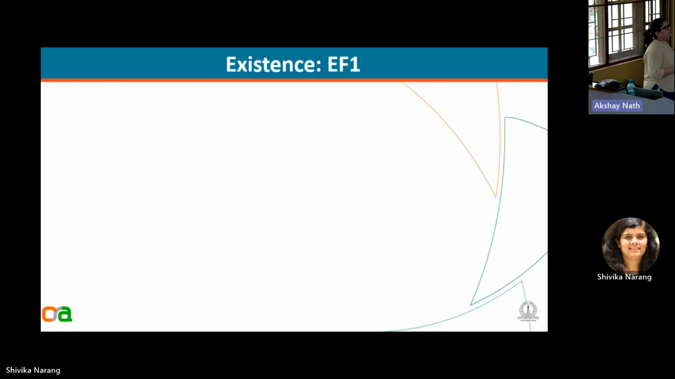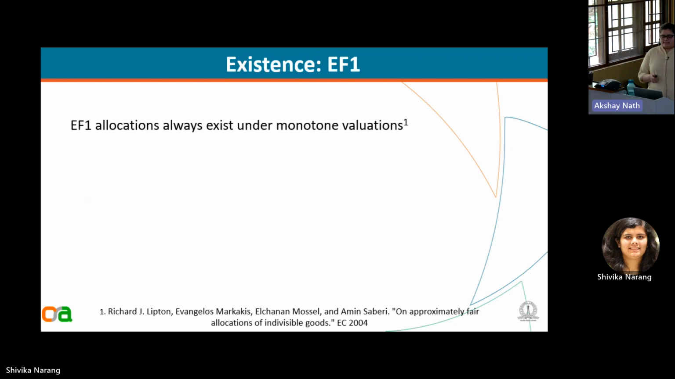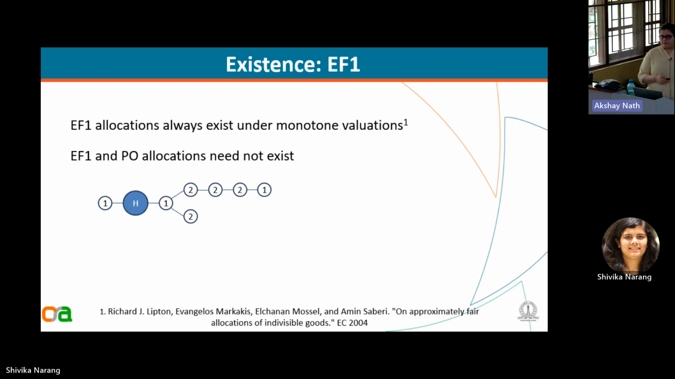Okay, so I will quickly go over why these things exist. So EF1 alone exists for monotone valuations. Typically, we look at non-negative values, not costs. So you want more things. And there's a standard envy cycle elimination algorithm. You can tweak it slightly and get the exact same guarantee here for EF1 alone, right? But EF1 and Pareto optimal allocations need not exist. The graph we just went over is a good example of that.